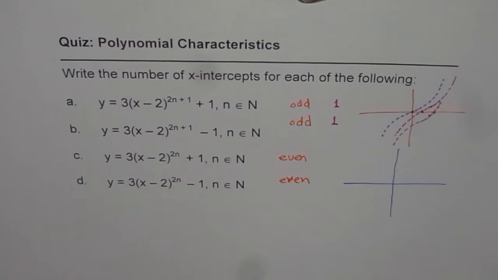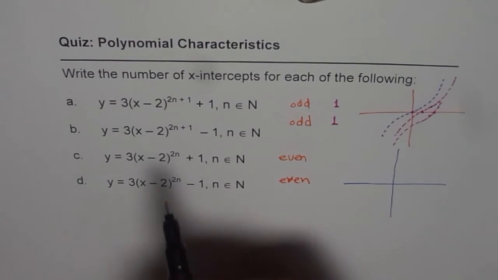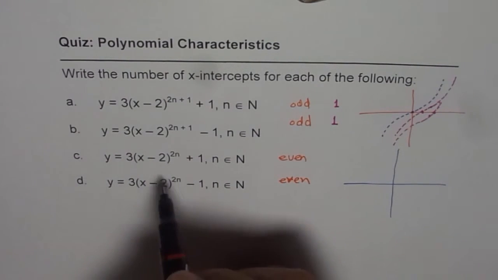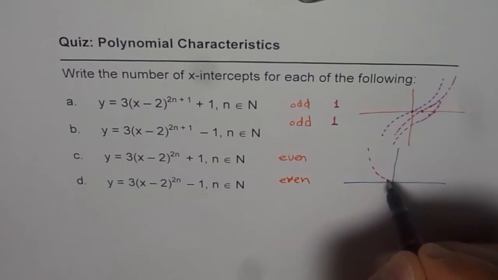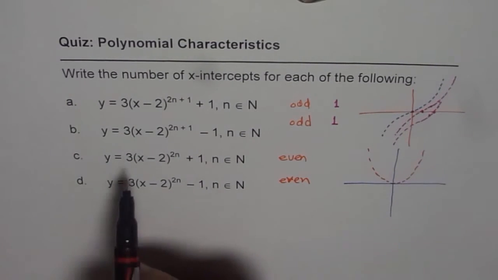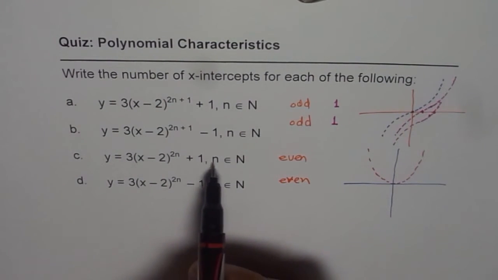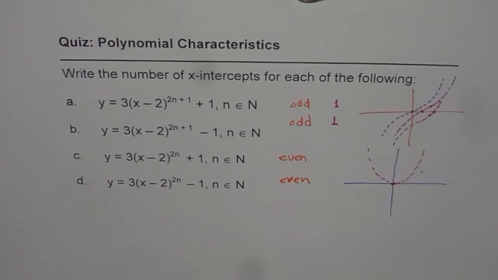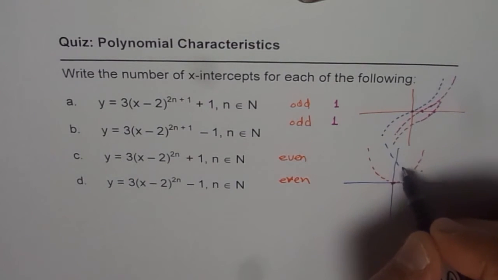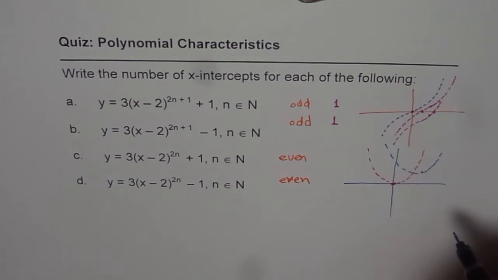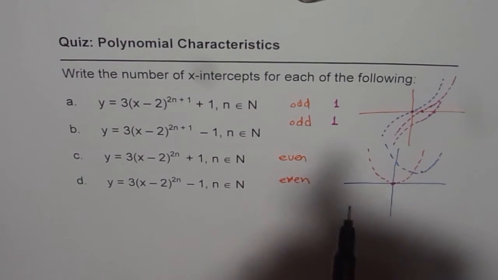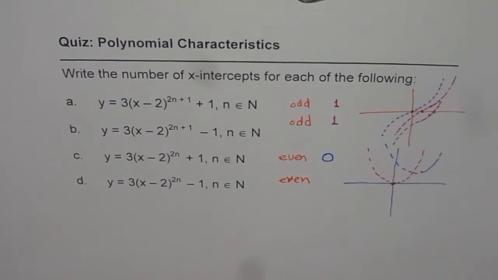Let's try to sketch it. Now this function, it's not an even function, but it's an even degree function. So the general function will be kind of like this, right? Now this has moved 2 units to the right and 1 up. If I move this point 2 units right, 1 up, then what we get is something like this. In that case, if I move it up, then how many x-intercepts do we have? We have none or 0, correct?